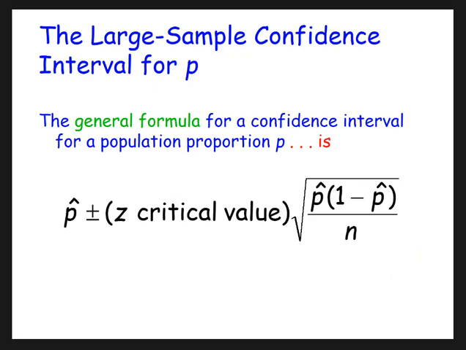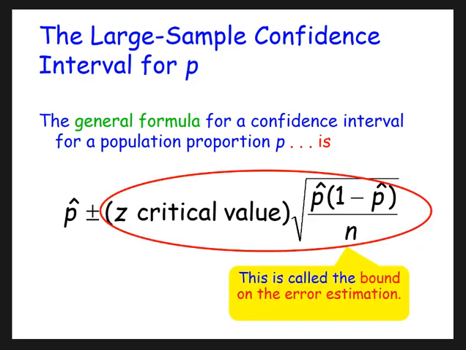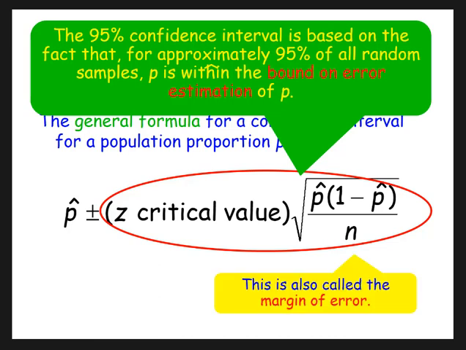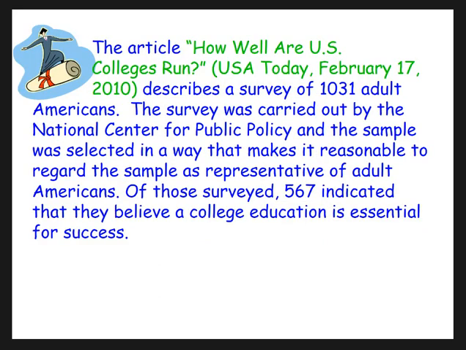So that is our generalized process for doing this. What I have circled there, by the way, is called the margin of error, or sometimes called the bound on the error estimate. So the 95% confidence interval is based on the fact that for approximately 95% of all random samples, P is bound within an error estimate of little p. So as I said, this is also called the margin of error. That's the more commonly used term for it.